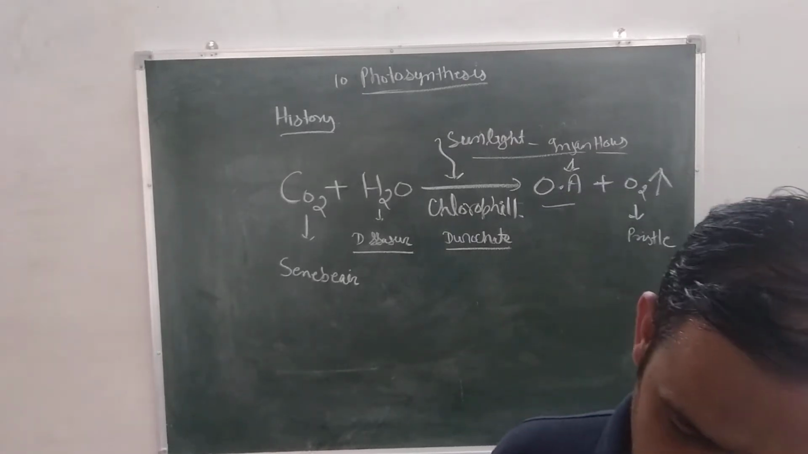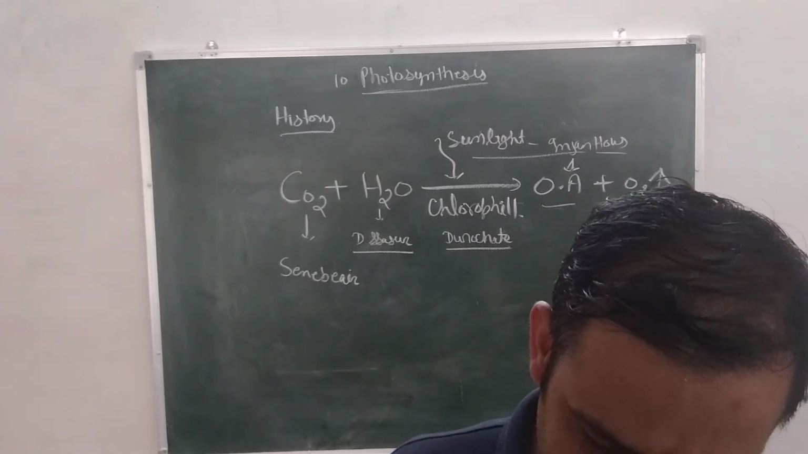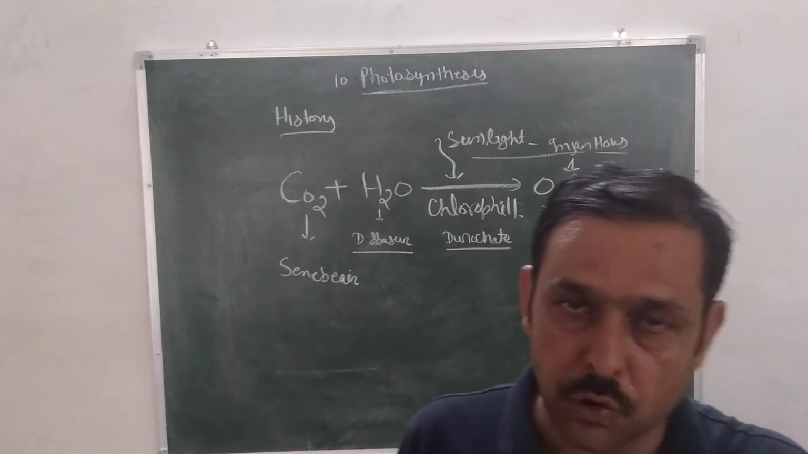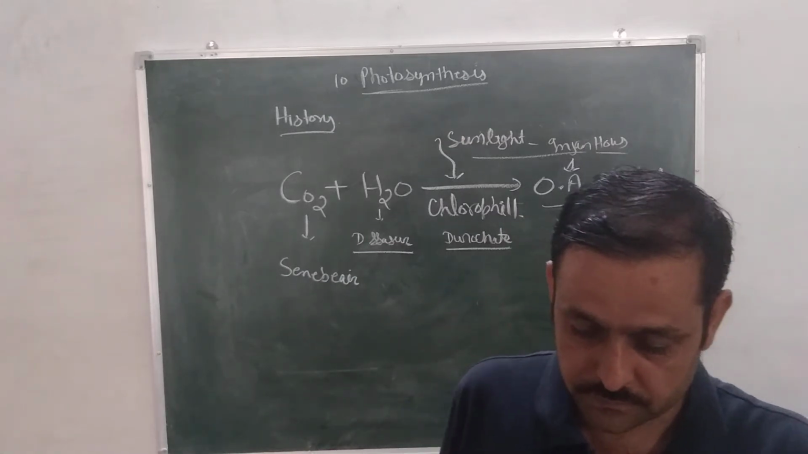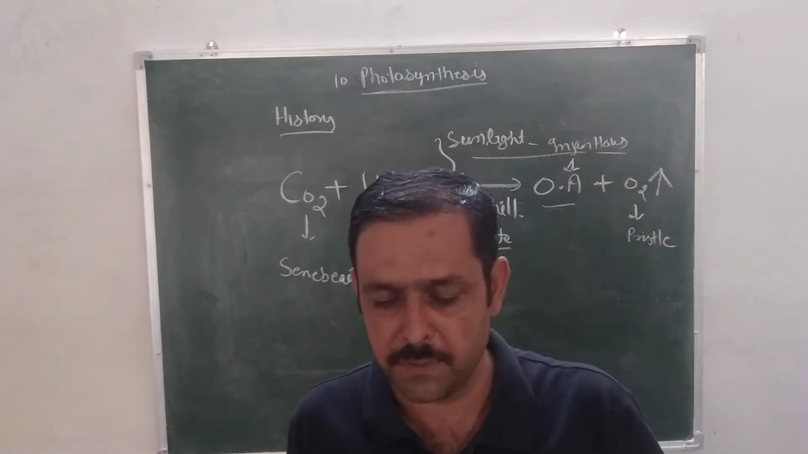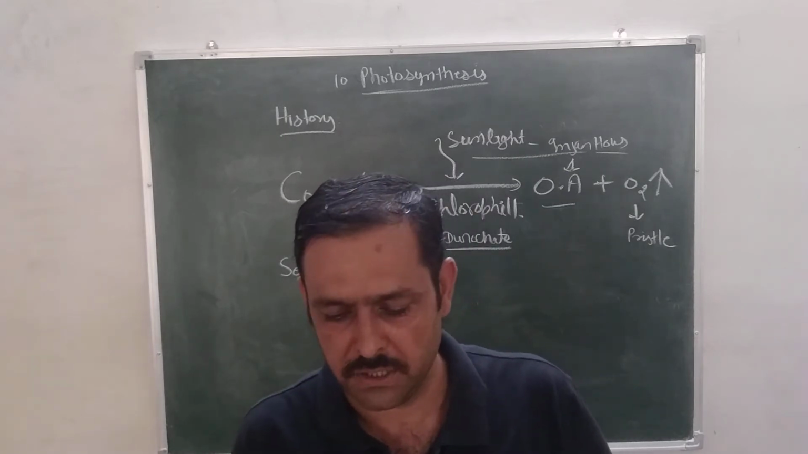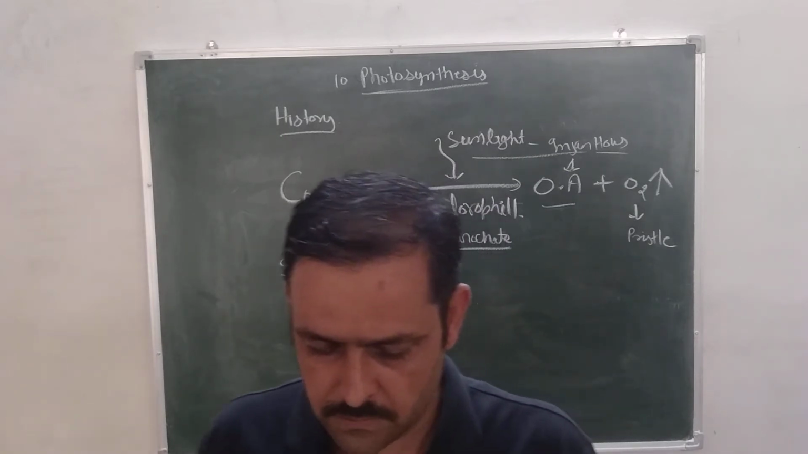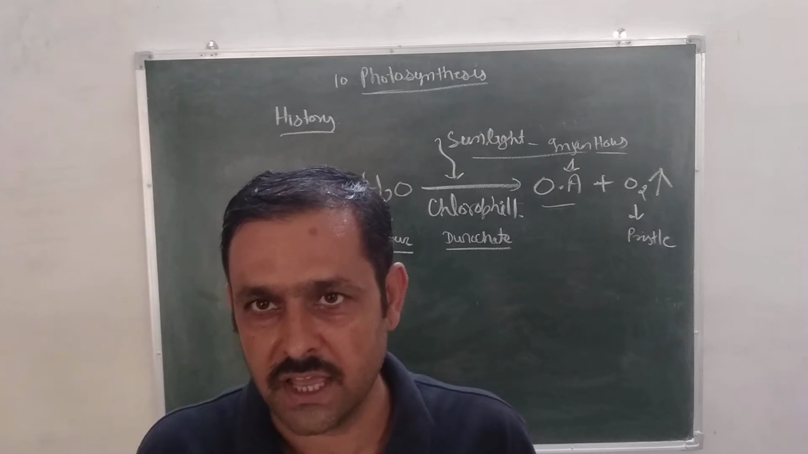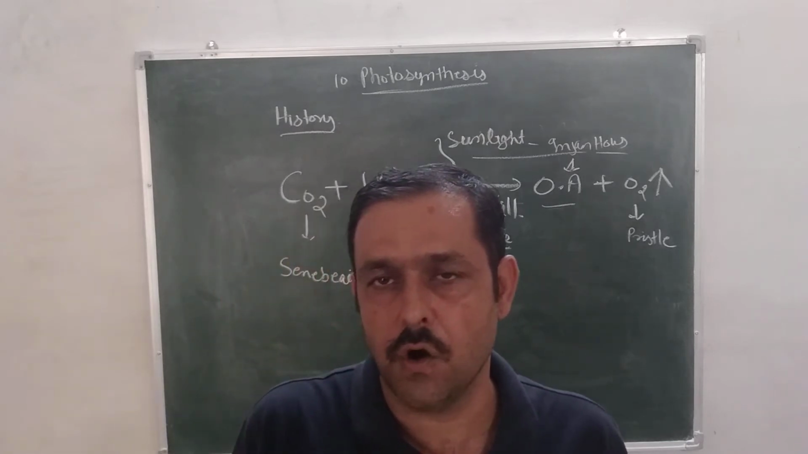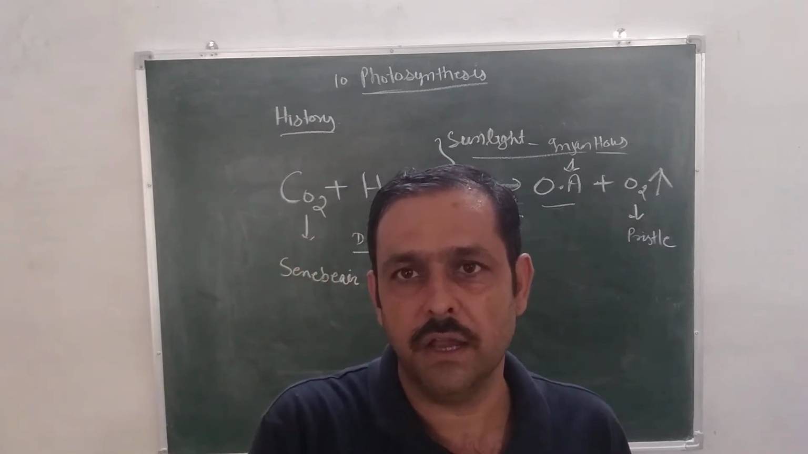And if I tell you a figure, what happens is that in photosynthesis, 170 million tons of dry matter is annually performed. Among them, 90% of that was produced by oceans.